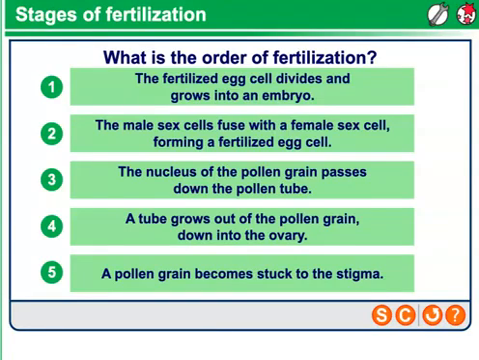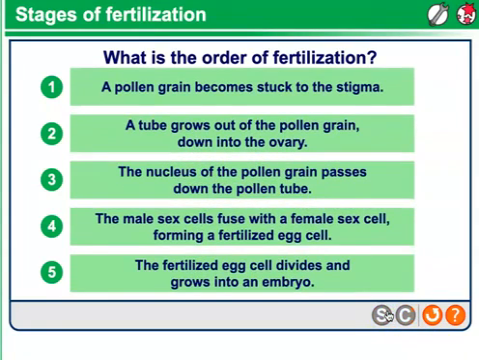So what is the order of fertilization as we've just observed? First, the pollen grain becomes stuck to the stigma. Second, the tube grows out of the pollen grain down into the ovary. Third, the nucleus of the pollen grain passes down the pollen tube. Fourth, the male sex cell fuses with the female sex cell, forming a fertilized egg cell. And fifth, the fertilized egg cell divides and grows into an embryo.